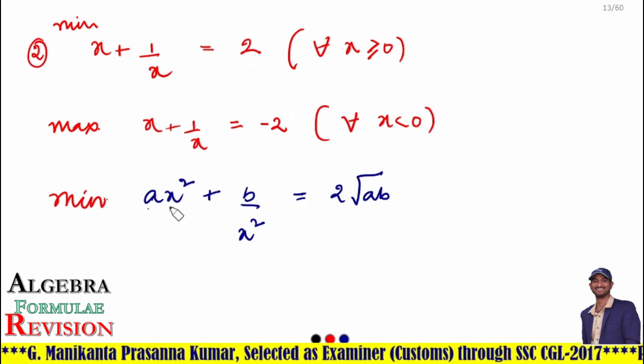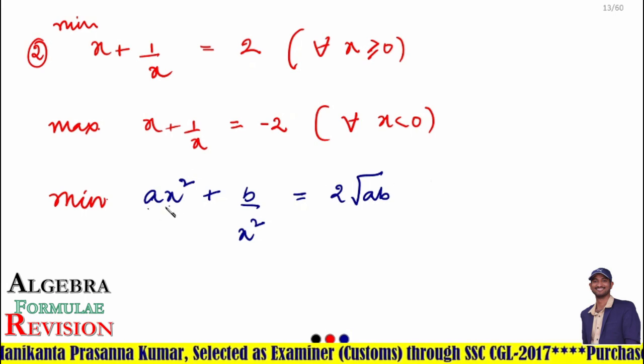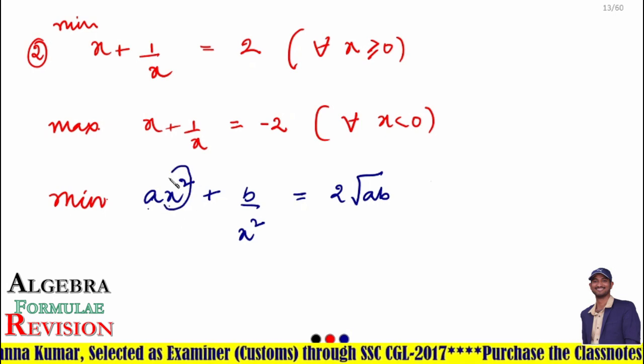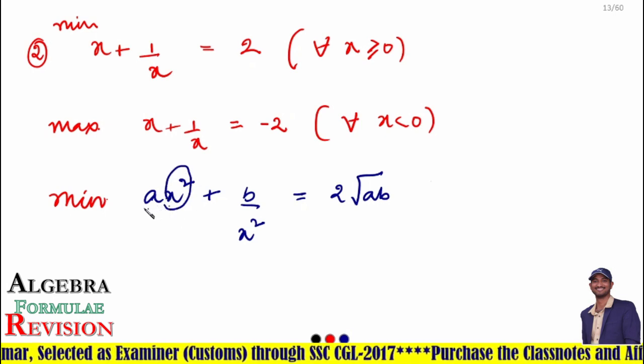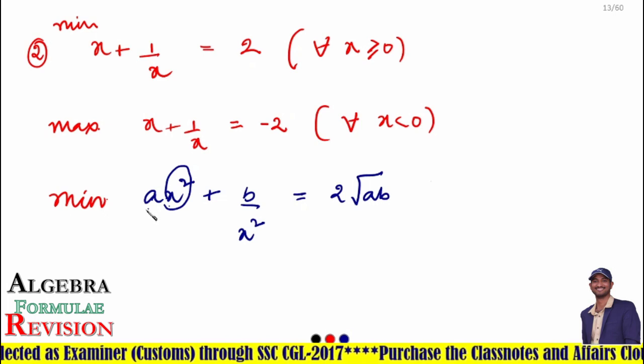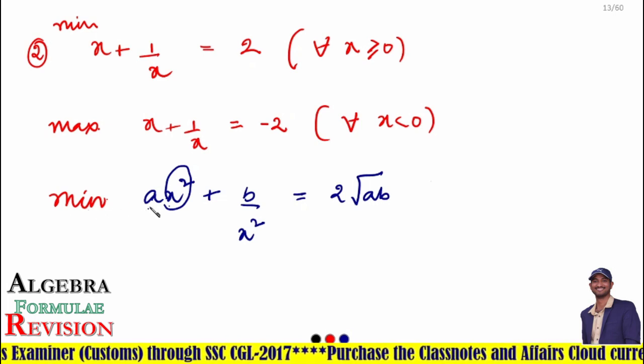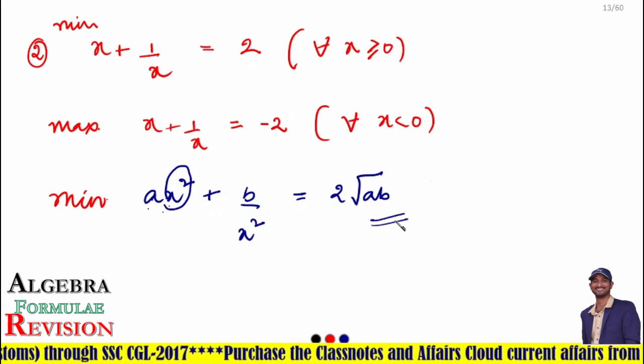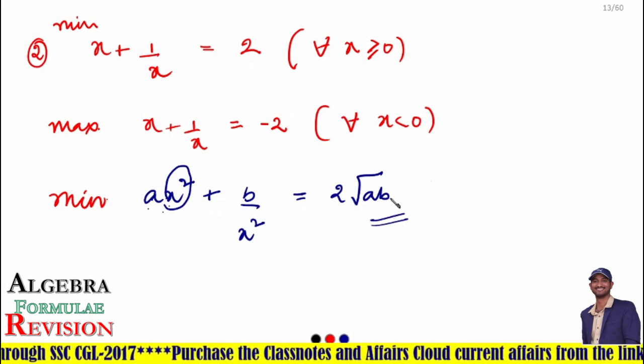Because here we have x square, whether the value of x is positive or negative, x square will give a positive value only. So whenever you want to find the minimum value of ax square plus b by x square, it is always equal to 2 root ab. And next, the third point.